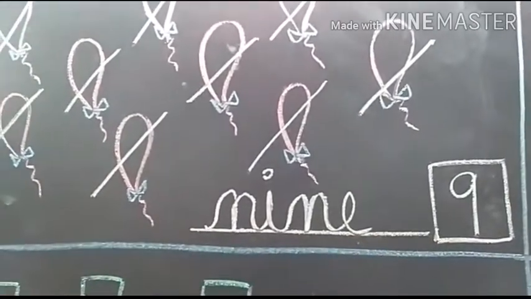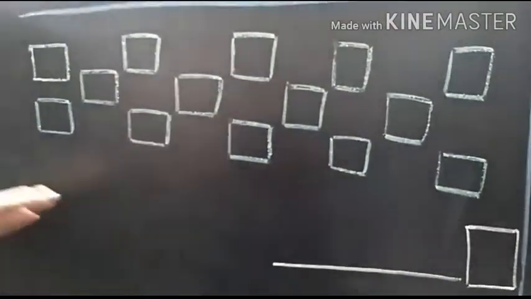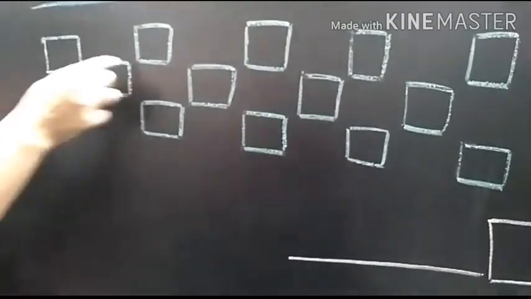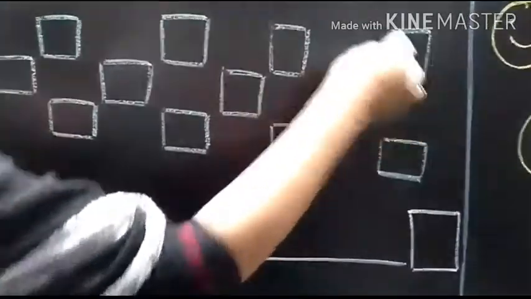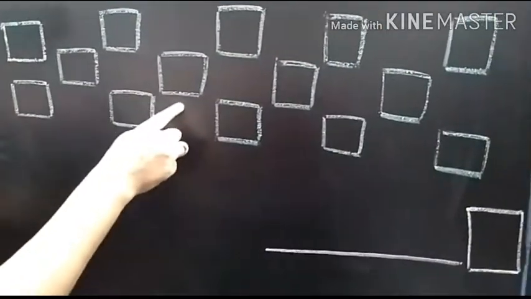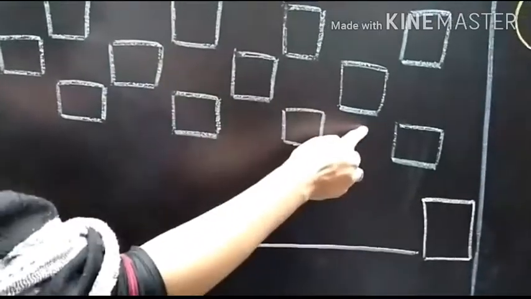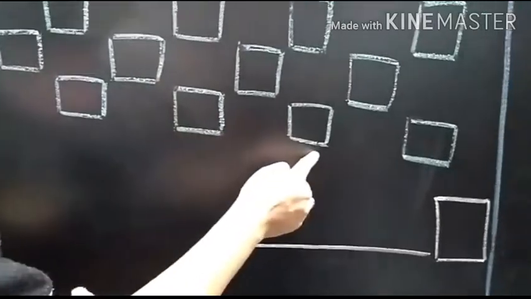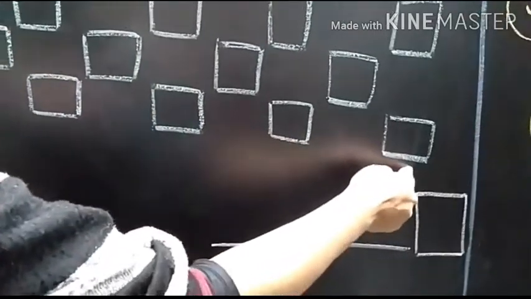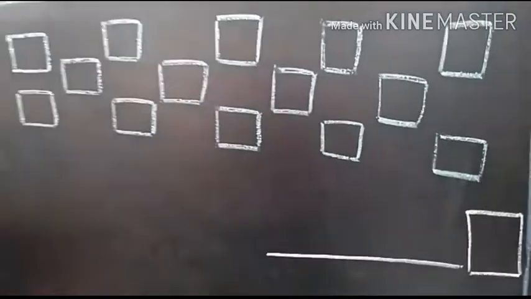Now you can see here, there are some squares given here, right? Come on, let's count this square. 1, 2, 3, 4, 5, 6, 7, 8, 9, 10, 11, 12, 13, 14. Now, come on, we will count it again.